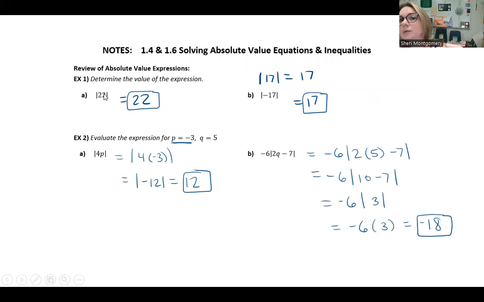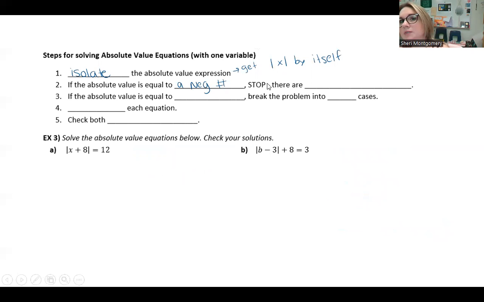It didn't matter what the absolute value was. It was always equal to something positive. Didn't matter. Always positive. Okay, the absolute value has to be equal to something positive. This one was different because there was a number in front. So whatever you get, it has to be positive. So stop there, because if it is equal to a negative number, there are no solutions.